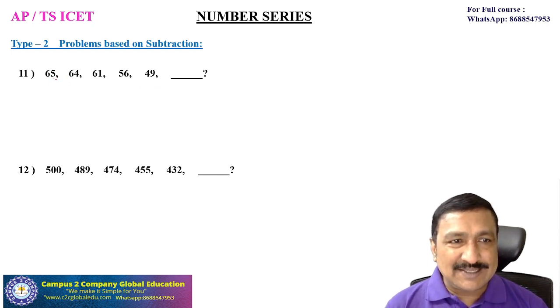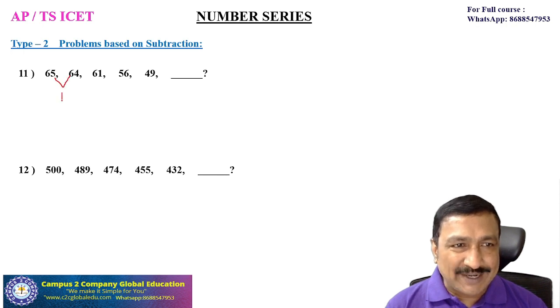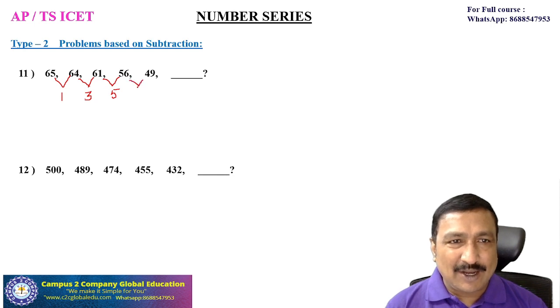So if you look at 65, 64, 61, 56, 49, this is decreasing. Whenever you see such a series, you have to identify that it is a decreasing series, so we have to subtract. Now look at it. 65 and 64, how much is decreased? 1 is decreased. 64 and 61, how much is decreased? 3 is decreased. 61 and 56, 5 is decreased. And 56 and 49, how much is decreased?